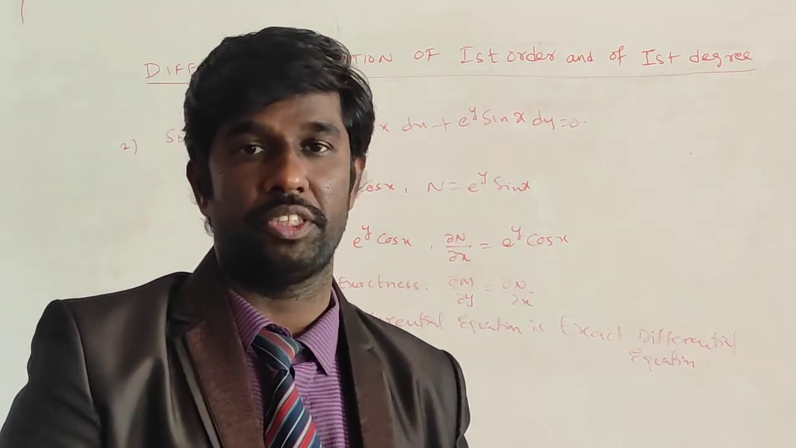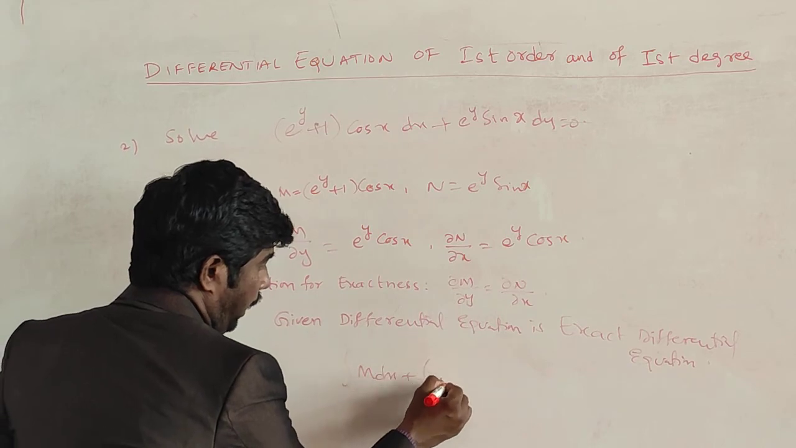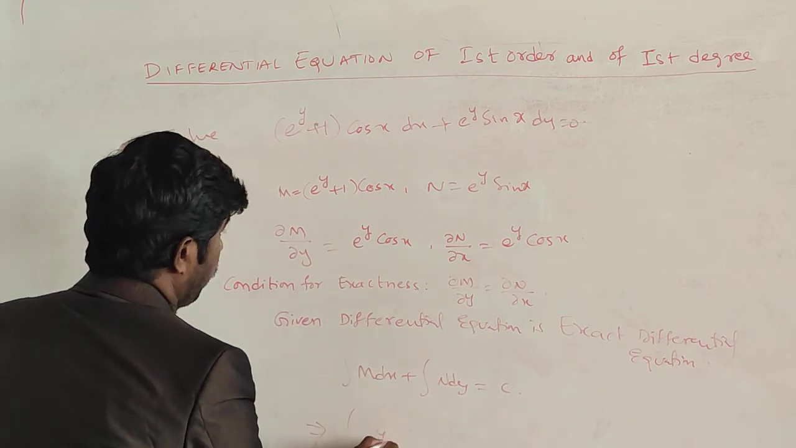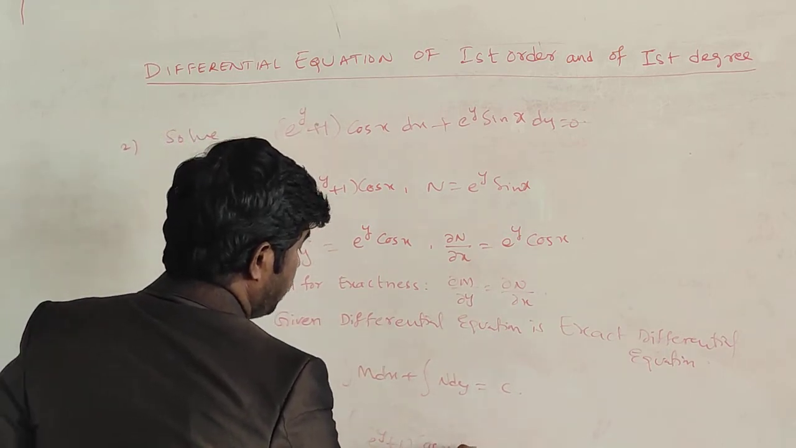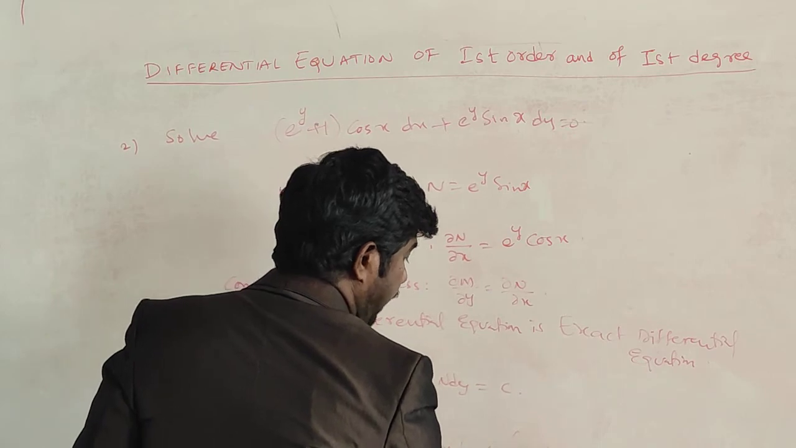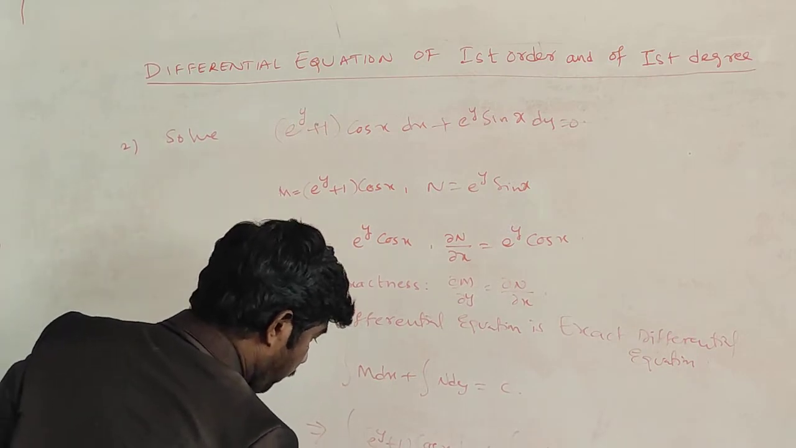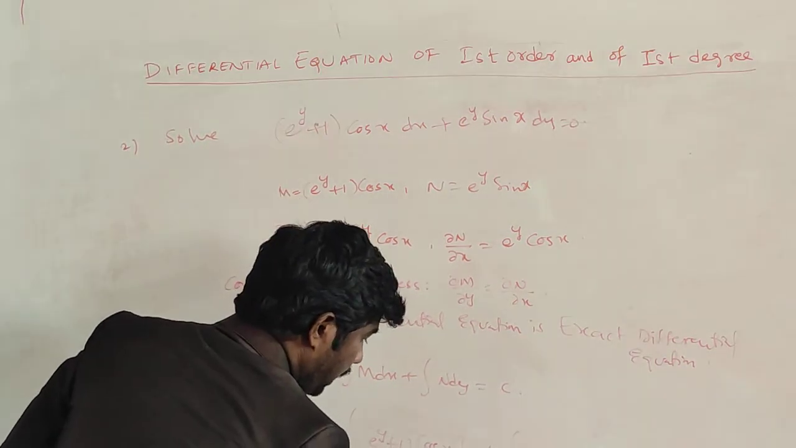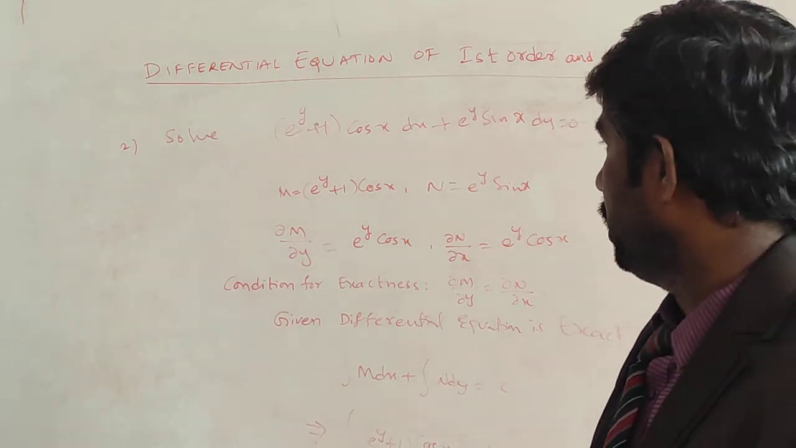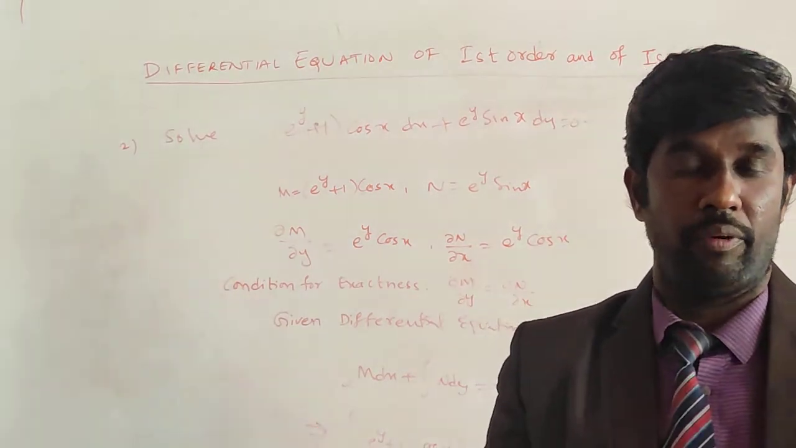So since this is an exact differential equation, the integration of M dx plus the integration of N dy equal to c gives the solution. So that is the integration of (e power y plus 1) cos x dx plus the integration of N dy. You can observe here that this involves x, so neglecting it, we integrate with respect to x. So (e power y plus 1) sin x equal to c, which is the required solution of the given problem. So this is also a differential equation of first order and first degree, and we solved this problem using the exact differential equation method. Thank you.